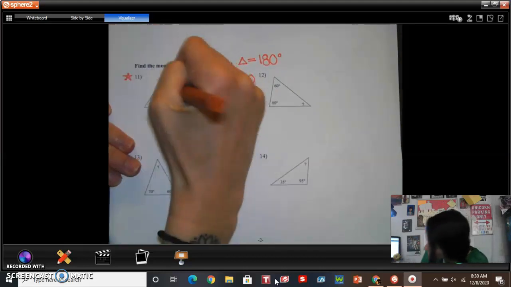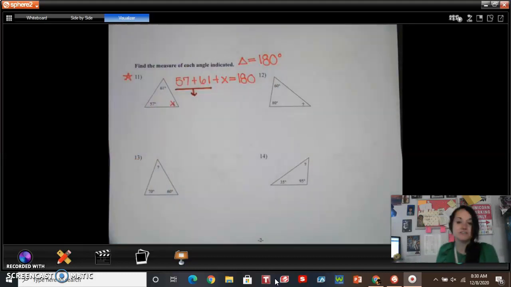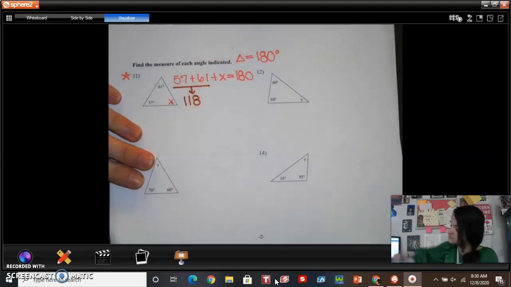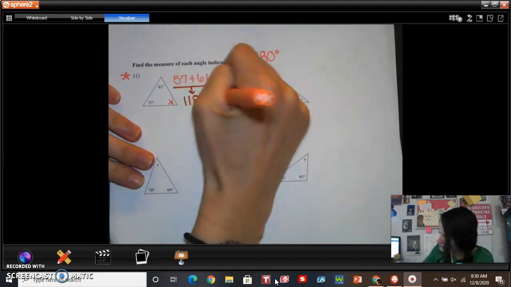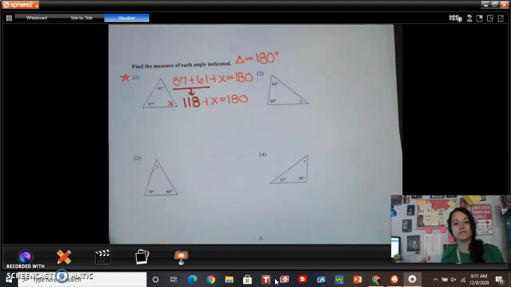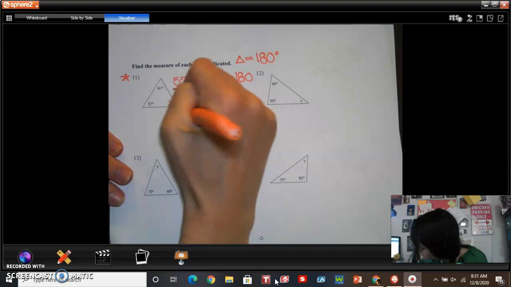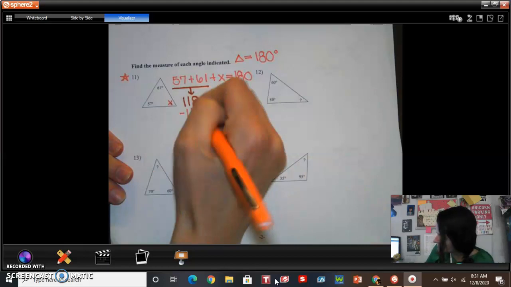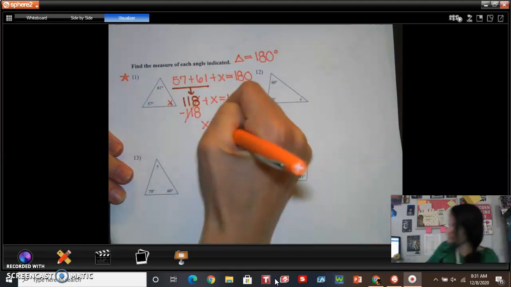So that means we're going to put 57 and 61 together. Please use your calculators, okay? Simple math is something that a lot of students, while it is impressive that you can do it in your head, if you have a calculator to make life easier on yourself, please use it. So we have 118 plus x equals 180. Now you're going to take the 118 and subtract it from both sides. So now this is gone. We have x equals 62.